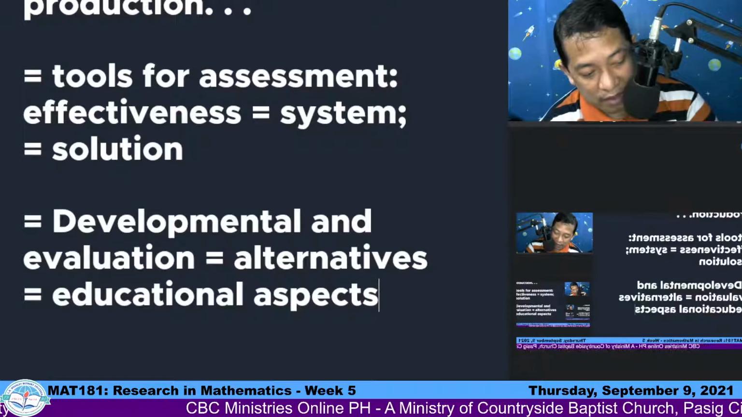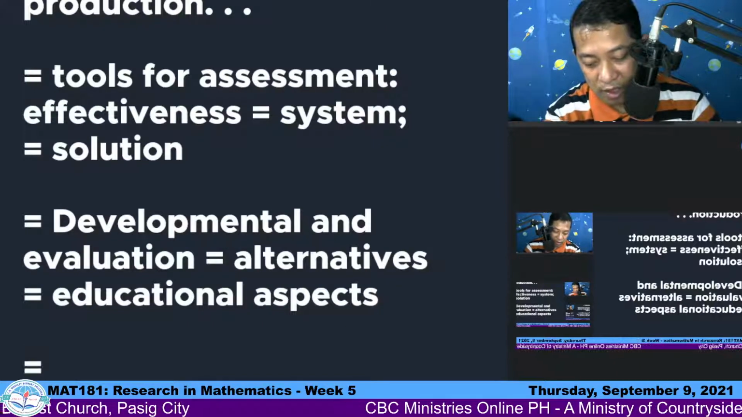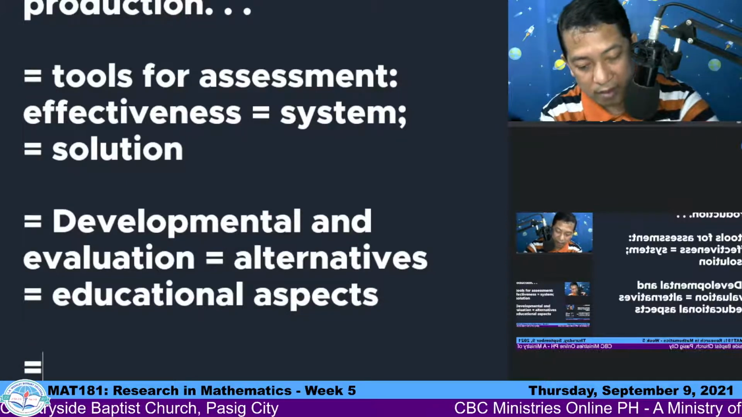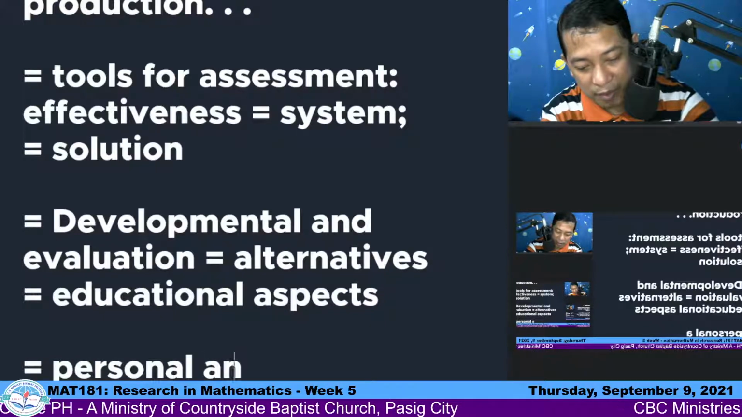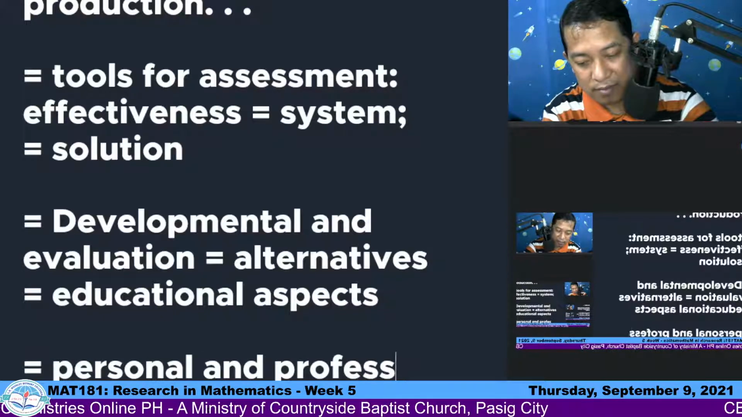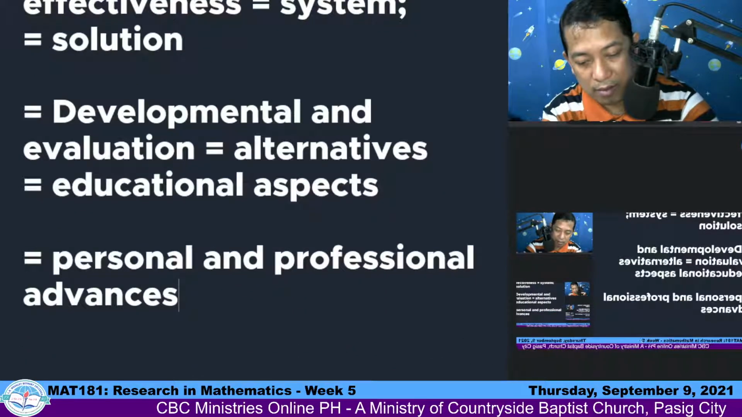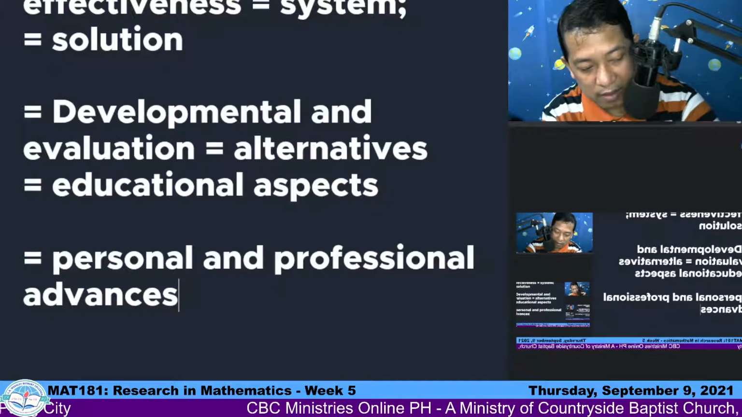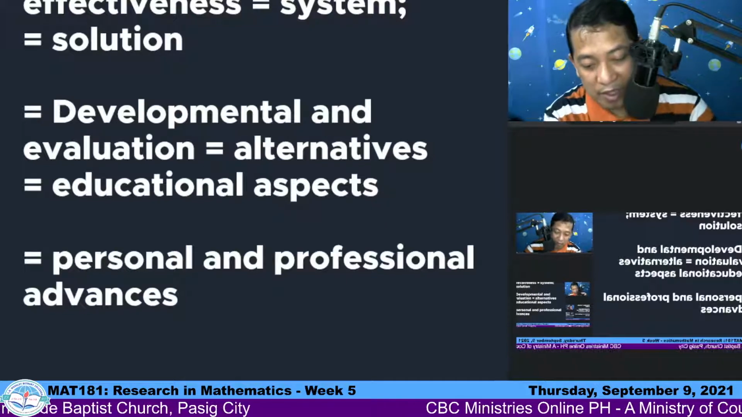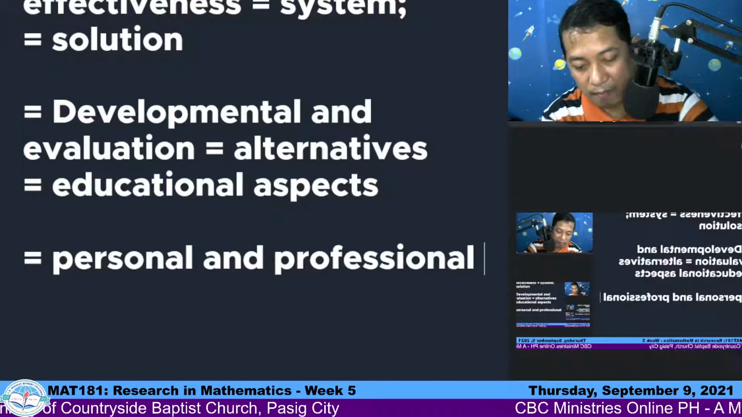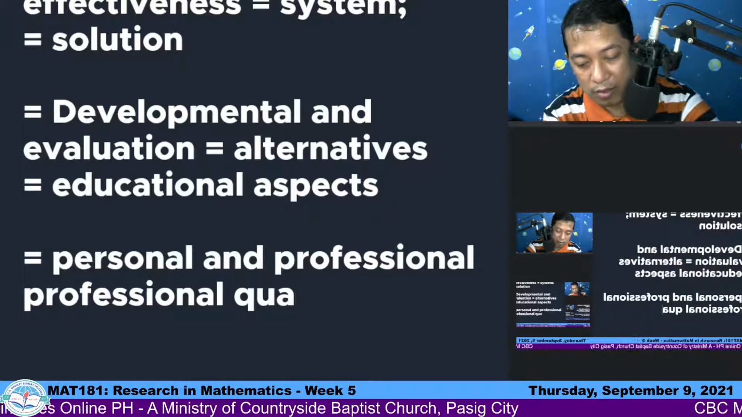And then research advances the personal and professional qualification of practitioners. So I think this is for personal, of course, the purpose of personal and professional advances. Professional research advances the personal and professional qualification. Totoo to.